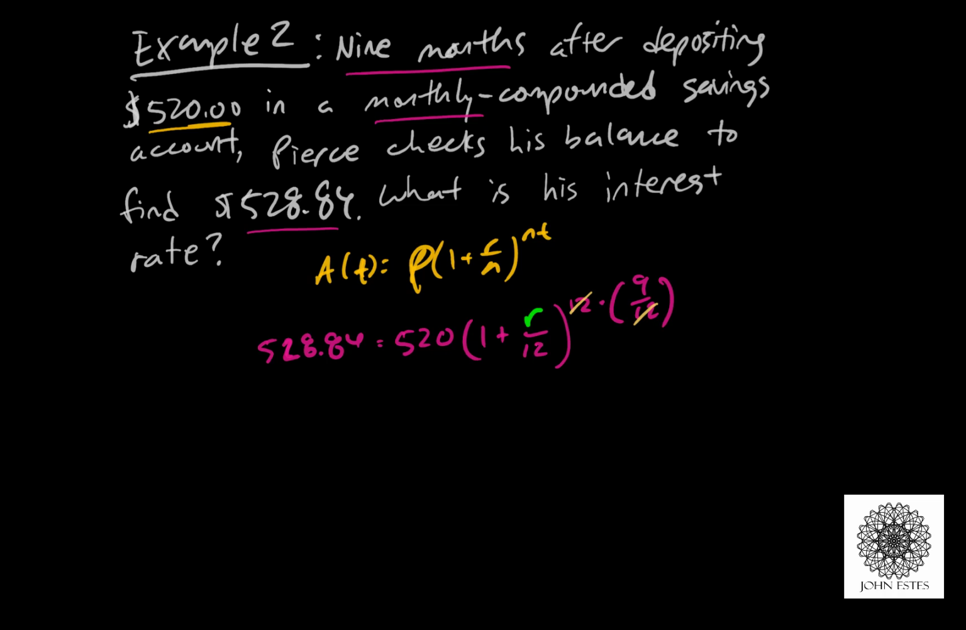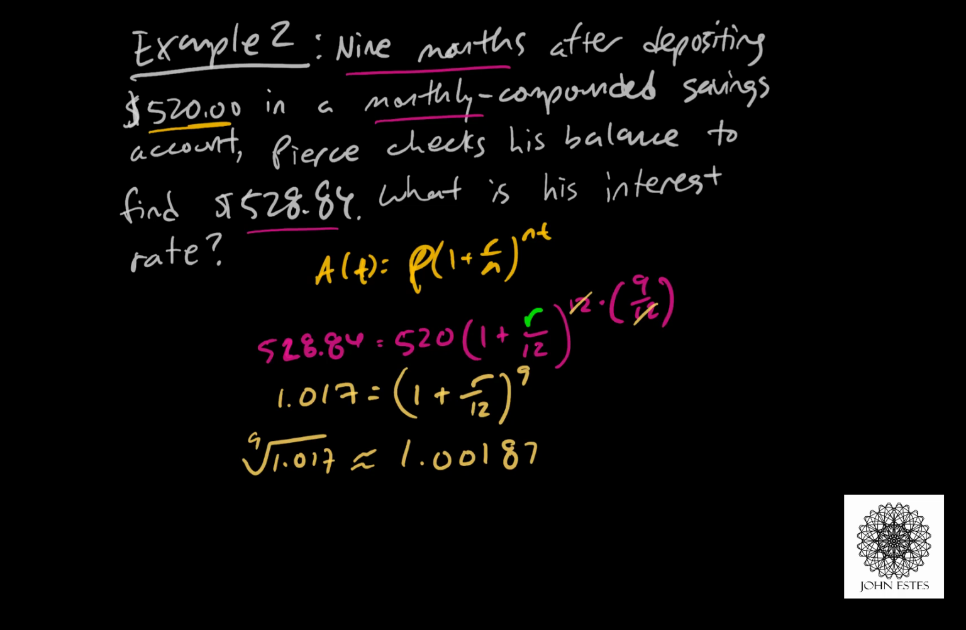And once I divide both sides of this equation by 520, I should get 1.017 equals 1 plus R over 12 to the 9th power. Okay, so now I just need to figure this thing out for R. I can do that by taking the 9th root of both sides. So the 9th root of 1.017, which is approximately 1.001875, is approximately this 1 plus R over 12.